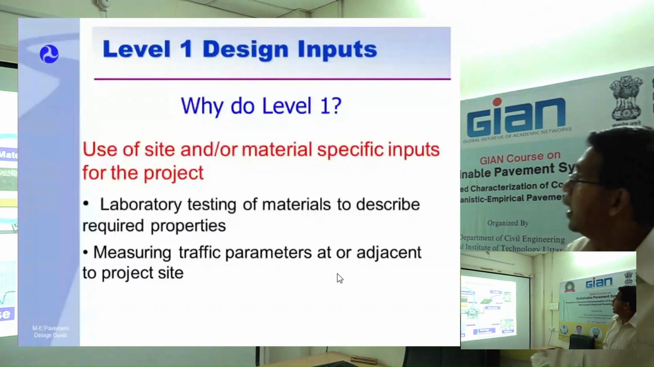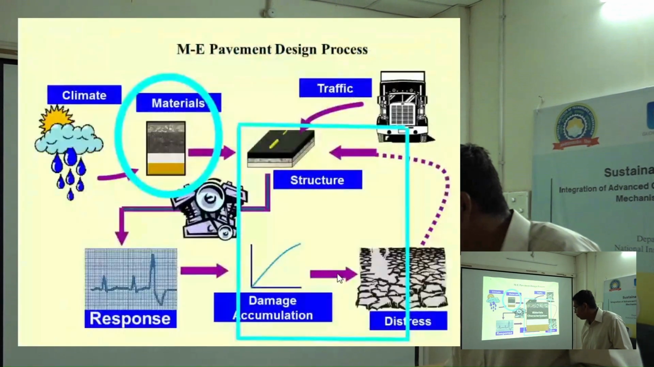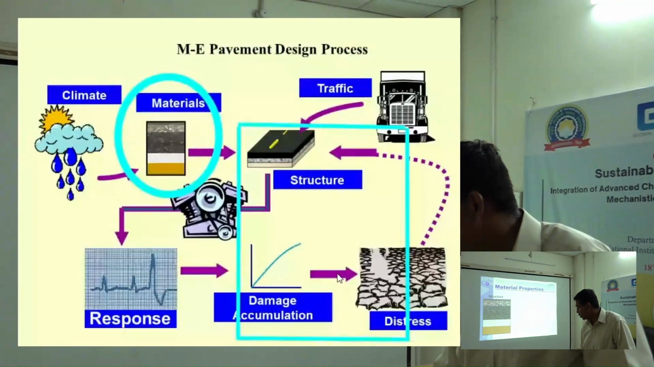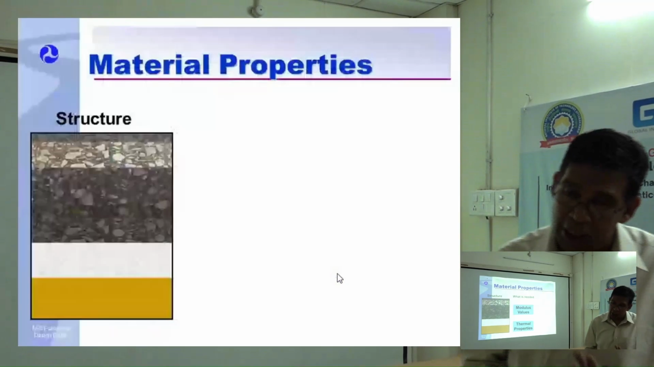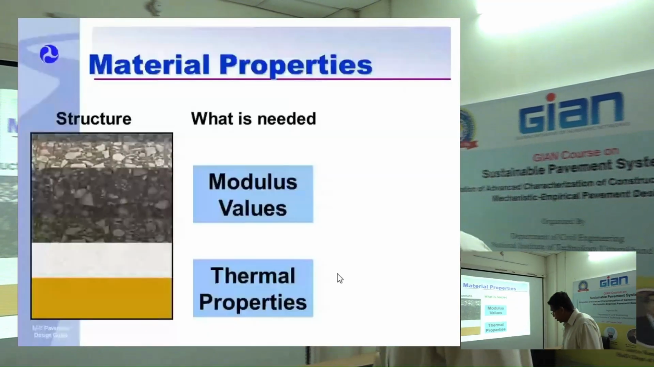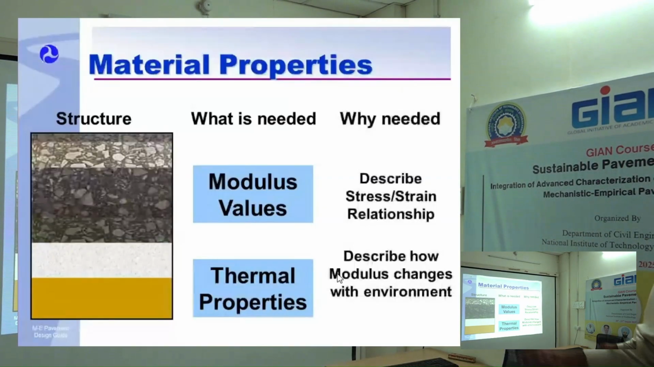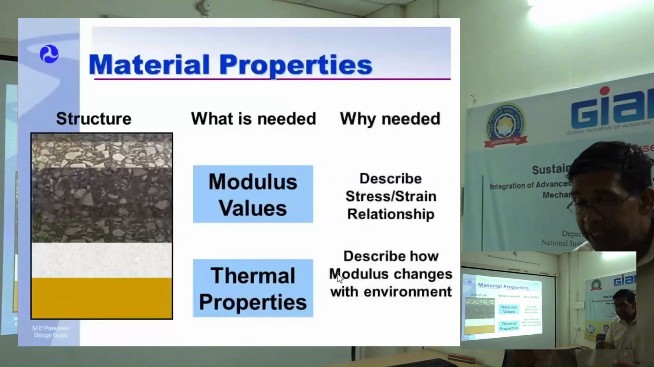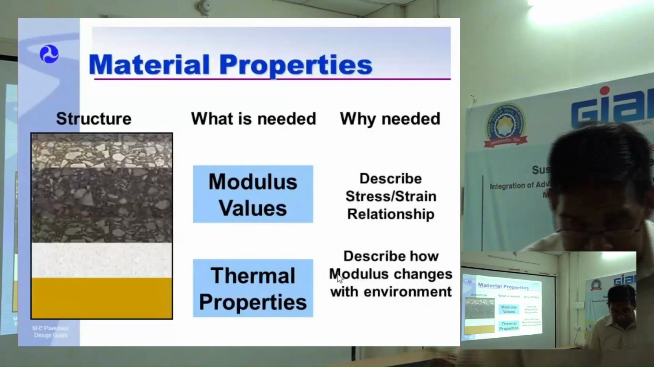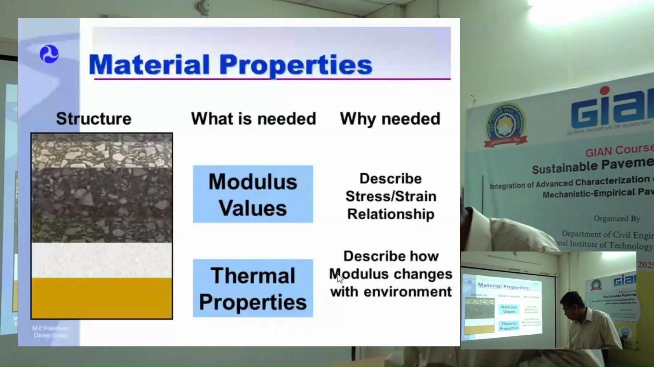So material properties, and then there are many pieces of material properties, and then you have damage accumulation as well. Material characterization. What is needed? Modulus values. We keep talking about modulus time and again. That's what you need finally, right? And then the thermal properties as well for concrete. Why is it needed? To calculate stresses and strains, right? So that's what leads to the distress, right? Tensile strain leads to fatigue cracking, deflection at the top leads to rutting, and so on and so forth. And thermal property is how modulus changes with water, temperature, and so on.